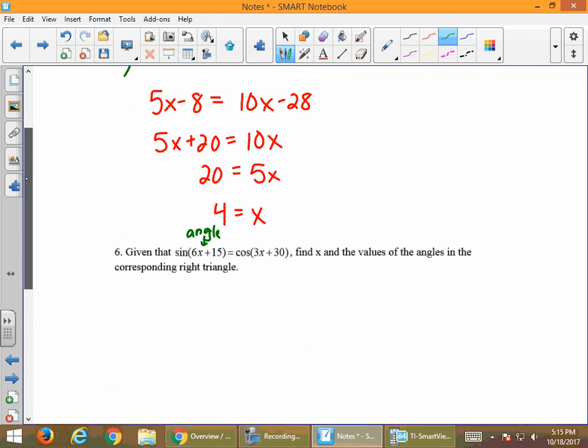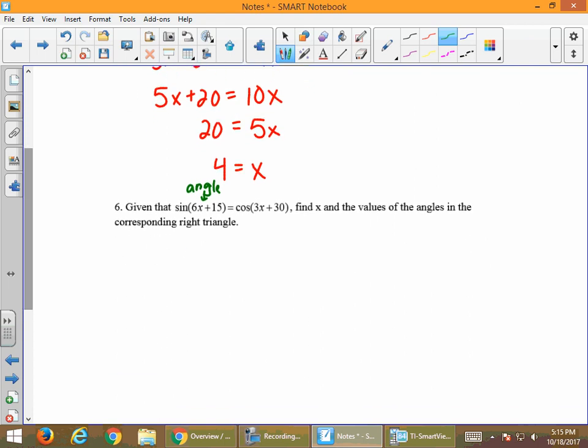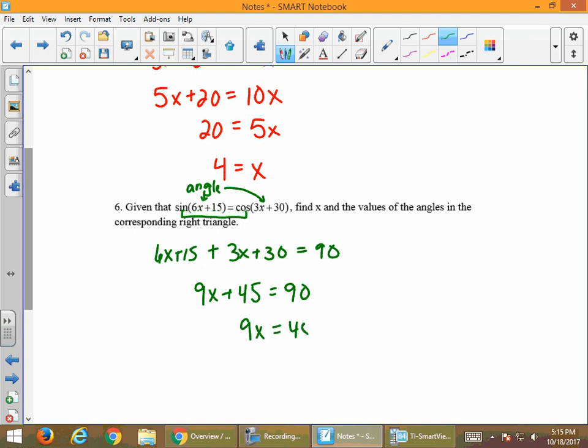All right, so the sine of one angle is equal to the cosine of another angle, so I see where the sine is equal to the cosine. So that means my angles, which are 6x plus 15 and 3x plus 30, those two angles have to add up to 90. Well, combining like terms, 3x and 6x is 9x plus 45 equals 90. Subtract 45, 9x equals 45, and then divide by 9, and x is equal to 5.